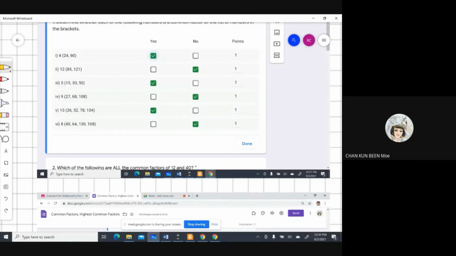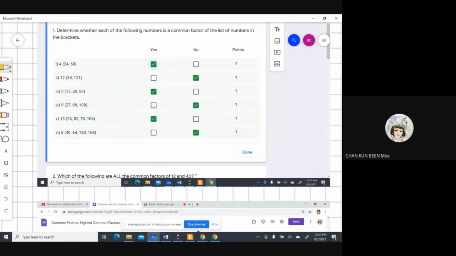For example, because they ask you to determine whether each of the following number is a common factor of the list of number in the bracket. So you need to find out whether 4 is a common factor of 24 and 60. Okay, so 4 times 6, 24. 4 times 15, you get 60. Therefore, that is how you find it out. Okay, one by one. Same with this one, 12 times 7, you get 84. But then 12 cannot get 81. So it is a no over here. And so on. That's how you find out.